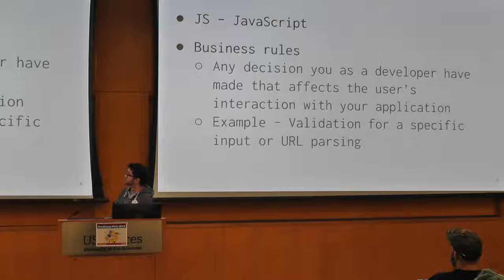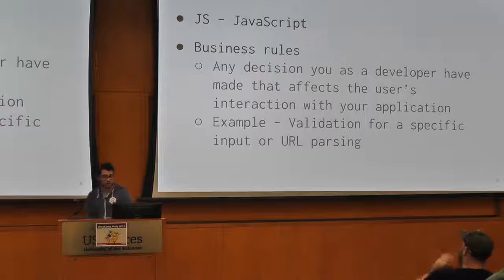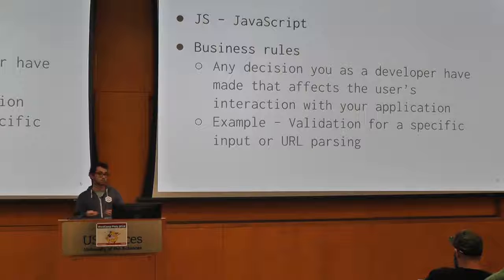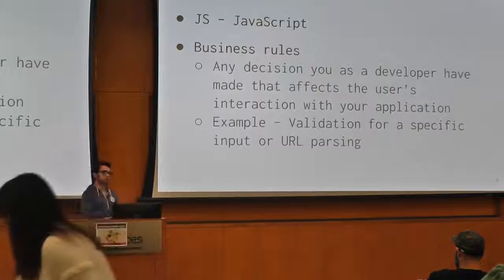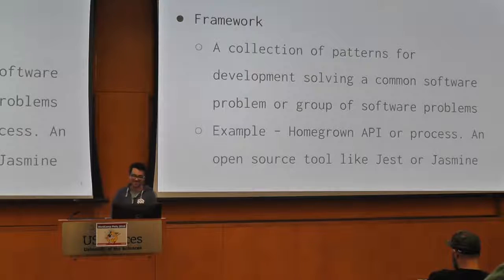But business rules, any decisions you as a developer have made that affects the user's interaction with your application. For example, if you're validating an input, in the last presentation, there's a lot of talk about filling out a form. There might be specific validation for one of those form inputs. That's a business rule you're deciding. You're deciding how that form input will get filled out. URL parsing, if you land on a page, you parse the URL, or you're parsing the URL for the user to go to a different part of your application or your website, that's also a business rule you're deciding. I'll slow down a little bit, sorry, I'm talking fast.